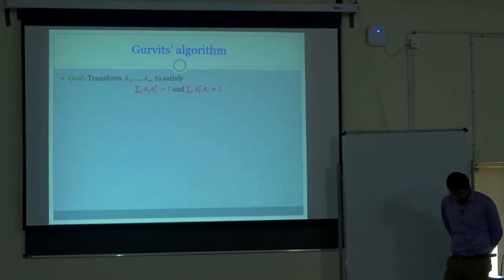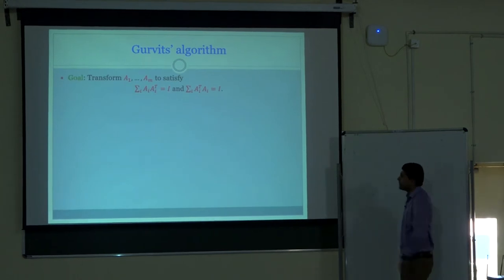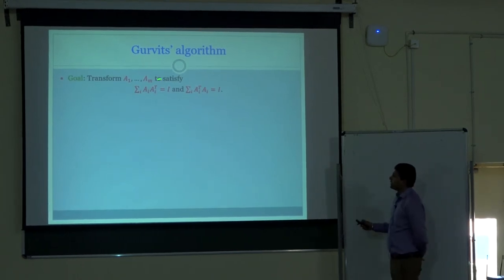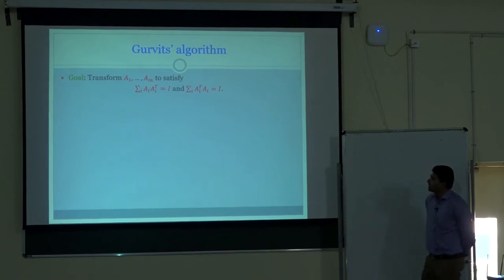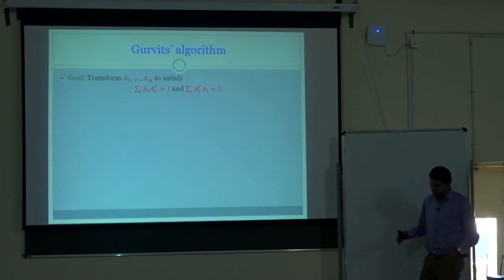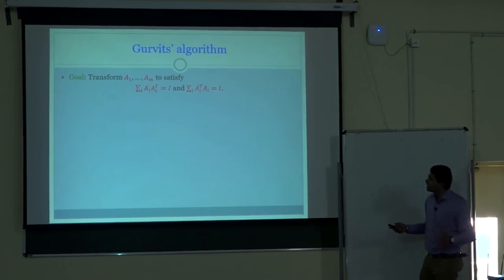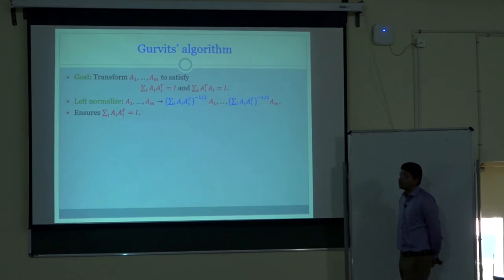Yeah, so what is Gurvits algorithm? We have this input A1 to AM, and we want to satisfy these two conditions. Similar to matrix scaling, where there are two conditions, row and column sums, and one was easy to satisfy, here again, one of these conditions is easy to satisfy.